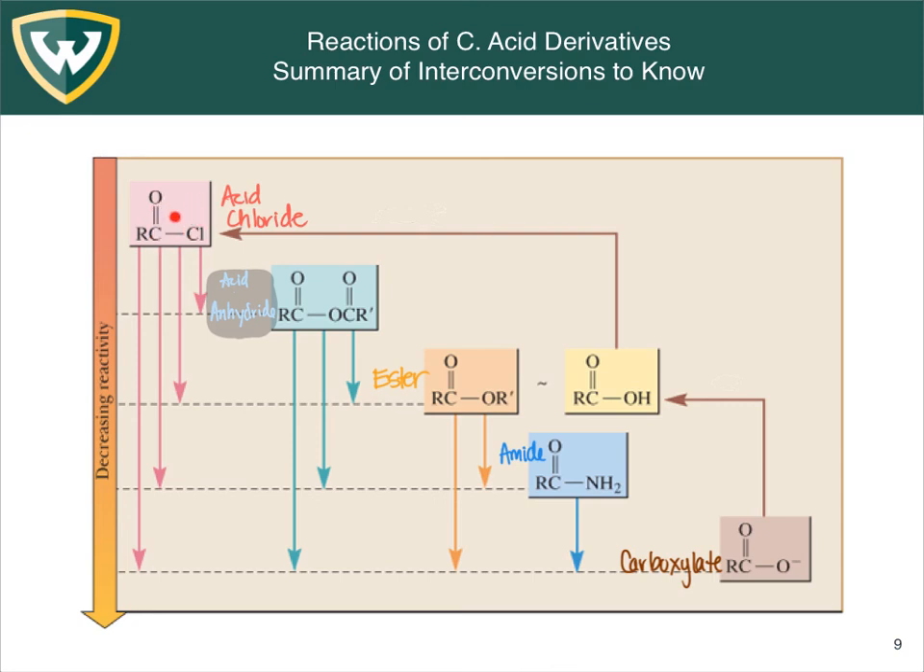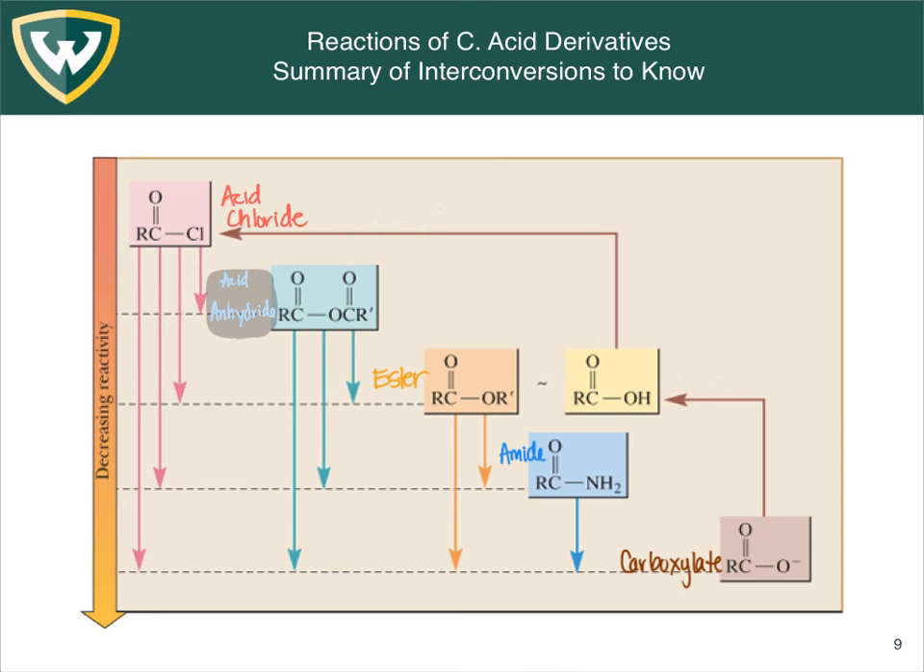So can you take an acid chloride and convert it to an anhydride? Can you convert the chloride to the ester, to the amide, or to the carboxylate? Similarly, can you convert the anhydride to either an ester, an amide, or a carboxylate? Can you convert an ester to an amide or a carboxylate? And can you convert an amide to a carboxylate? Remembering that once you form the carboxylate in your solution, you're going to need to react with a protic acid to get to the carboxylic acid.